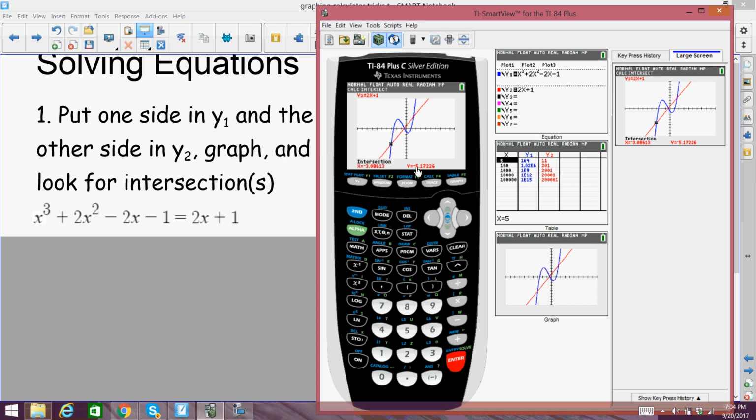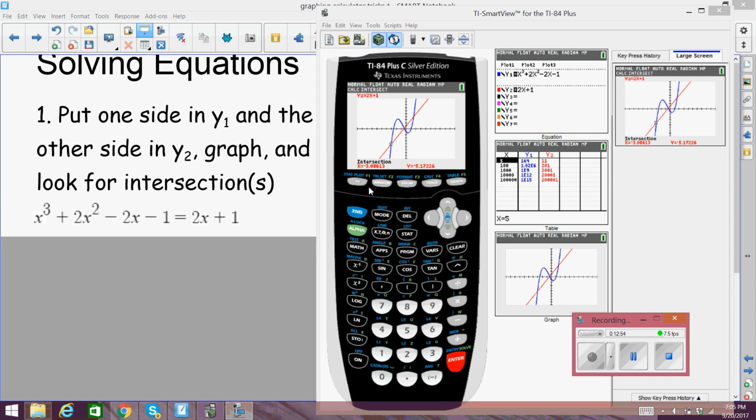And y is -5.17. So it gives me those pieces of information there. And I'm only interested in the x value. I'm not interested in the y value because this equation has no y's in it. So that is one of my solutions. So why don't you pause again and figure out the next two zeros using this method, and then unpause when you want the answer.